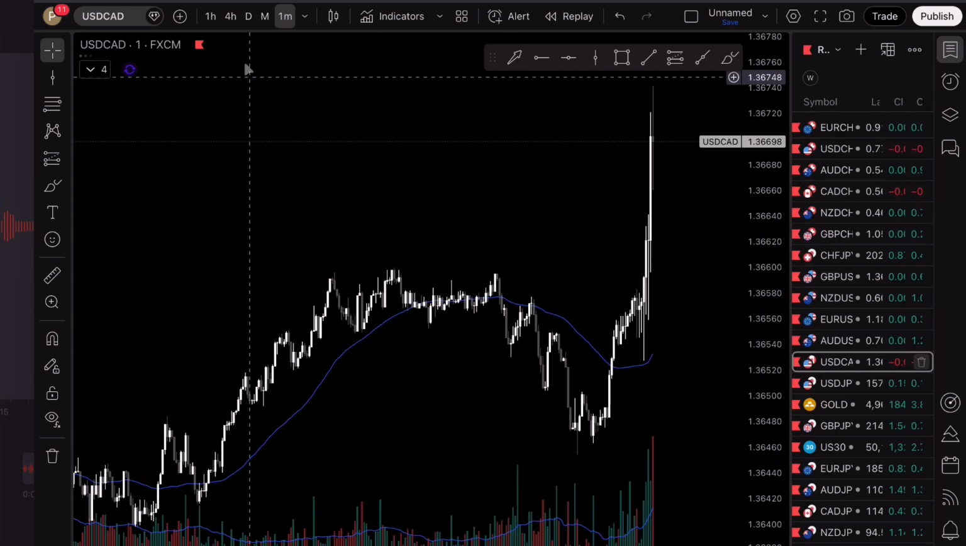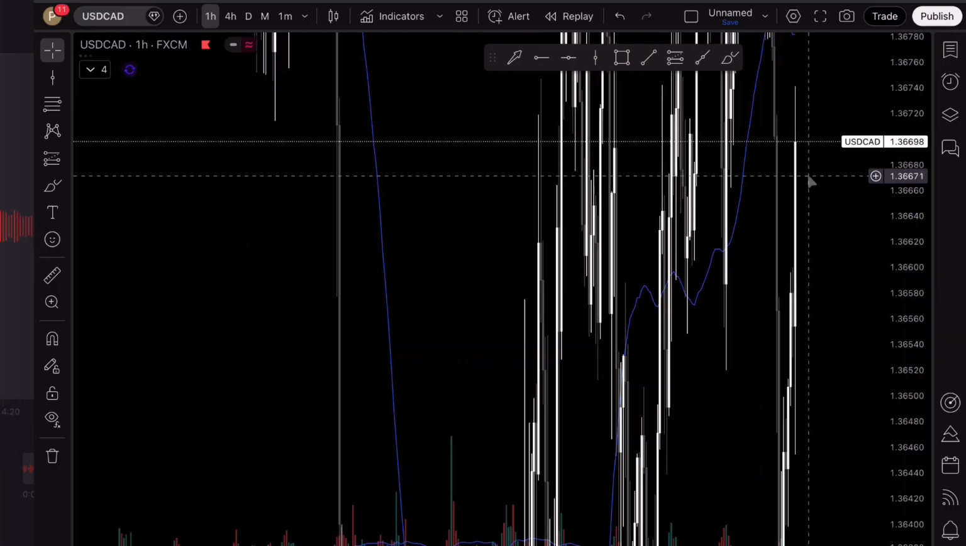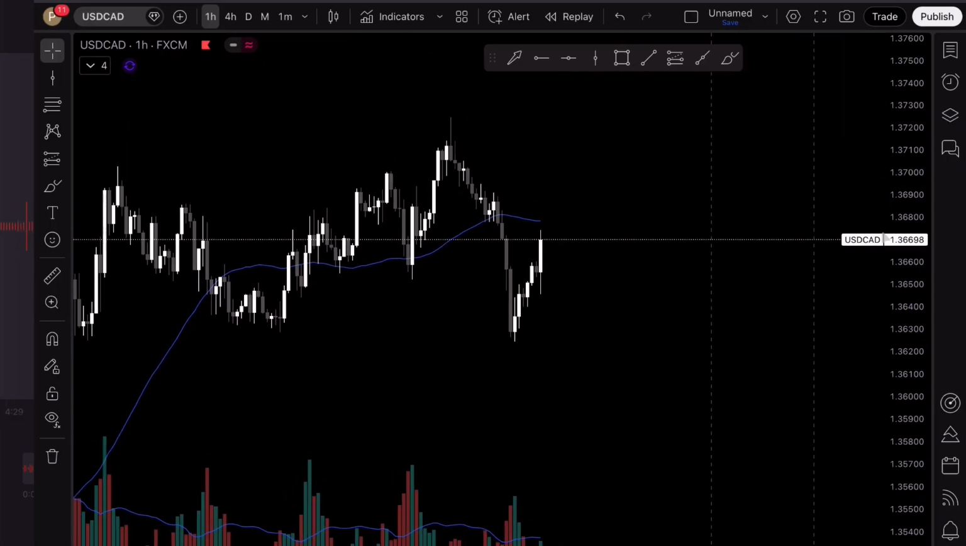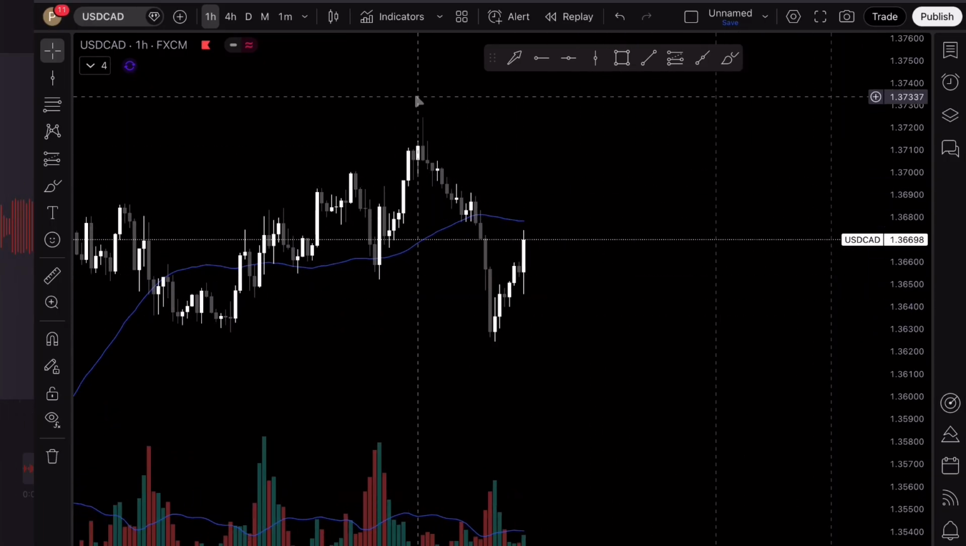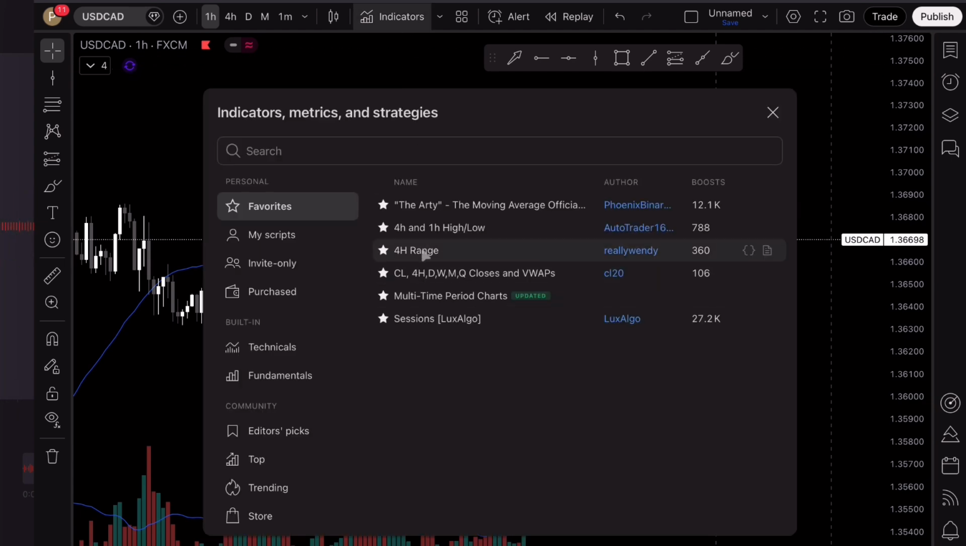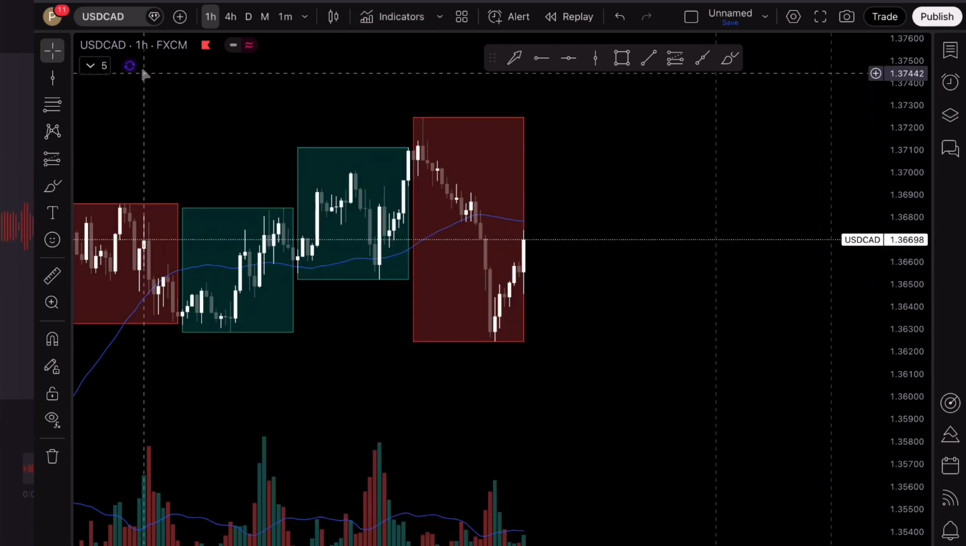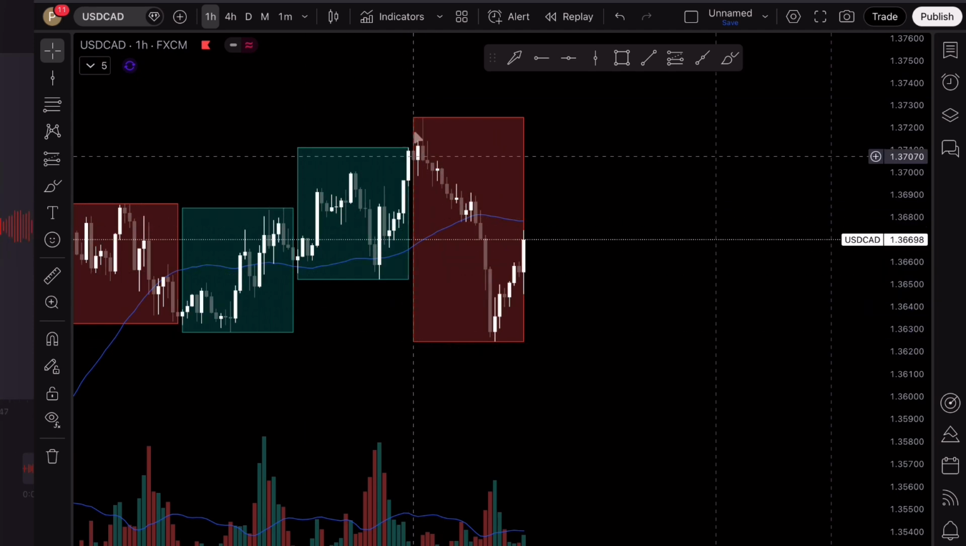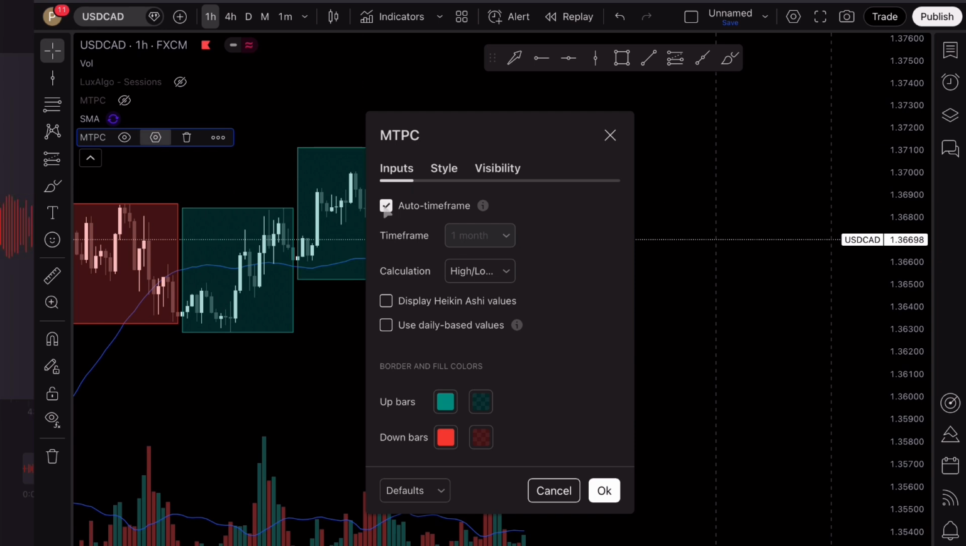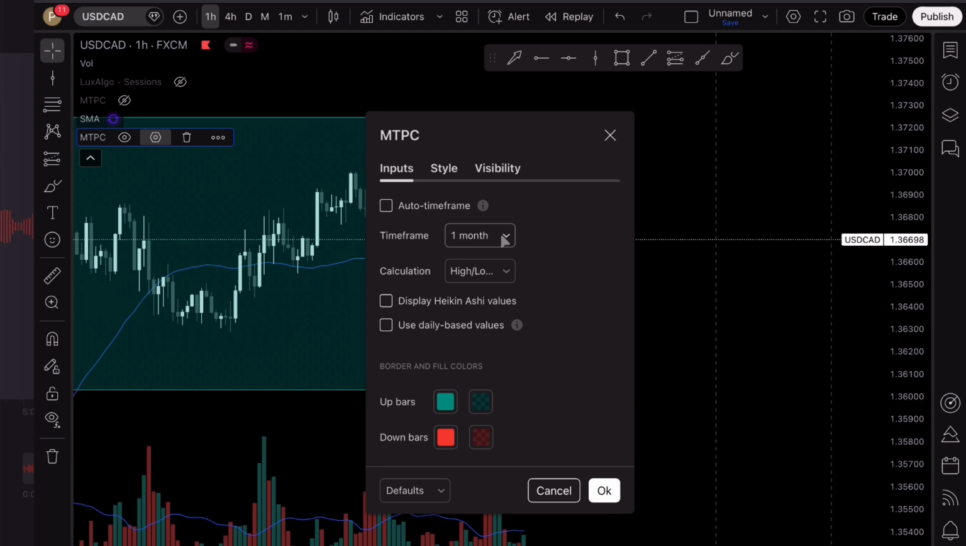Let's see what the 1 hour looks like in USD CAD. This looks better. For easy navigation, I always try to use this indicator. I absolutely love this indicator, multi-time period chart. Give it a try if you've not used it before. What it does is mark the range of any particular time frame. So come here and remove this auto time frame, because this will pick a time frame ahead of the one you're currently on. Remove this so you'll be able to decide for yourself what time frame.